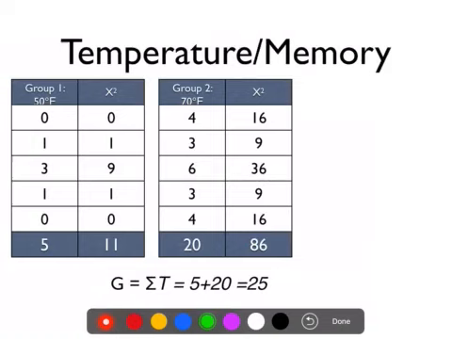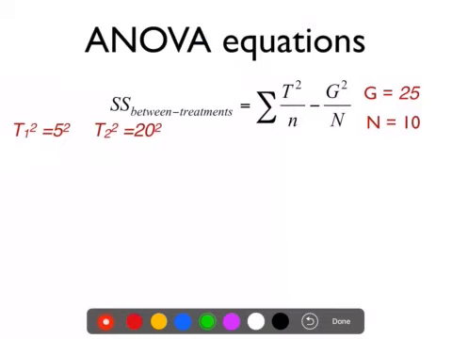Now, we've previously calculated that our T for group 1 is equal to 5, and our T for group 2 is equal to 20. We're going to need to recalculate that G only using these 2 groups now. So 5 plus 20 is equal to 25. So we have a new G. And these values are what's going to be used to recalculate that sums of square between treatment on this next slide.